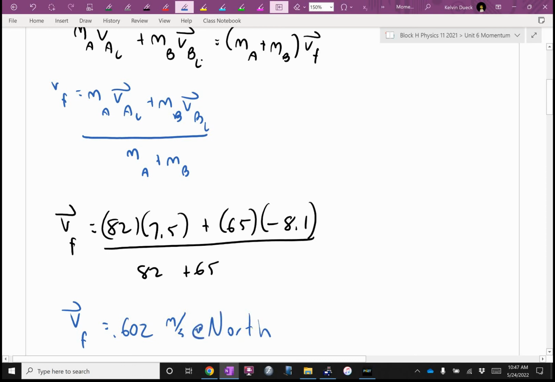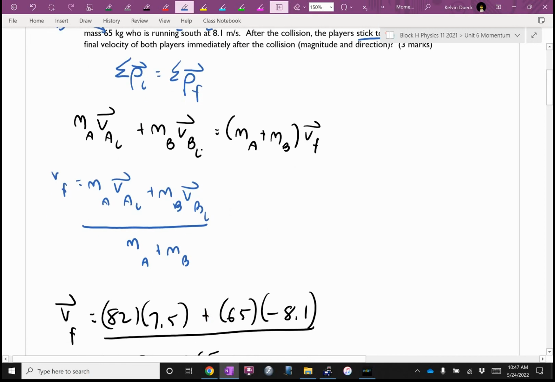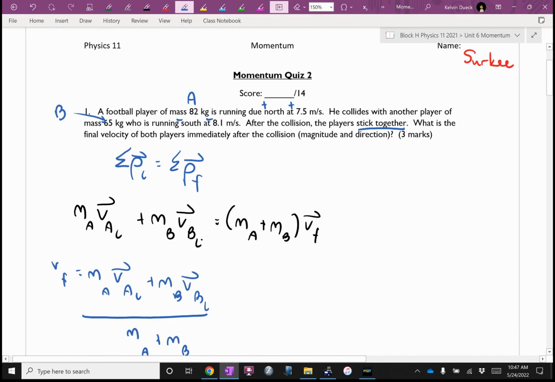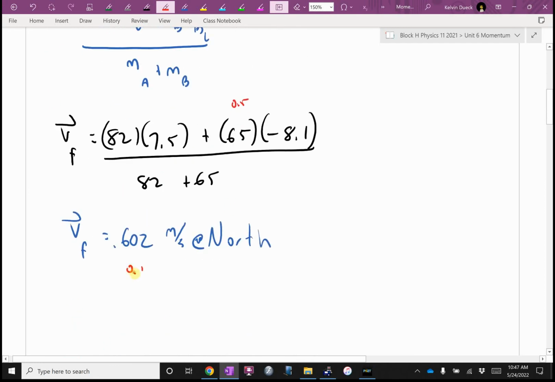So if you got that, I would give you 3 out of 3. Otherwise, I would probably go 1, 2, 3, 4, 5. I would probably go a half mark for that equation, a half mark for getting the V by itself, a half mark for the numbers, a half mark for the magnitude, and a half mark for the direction.